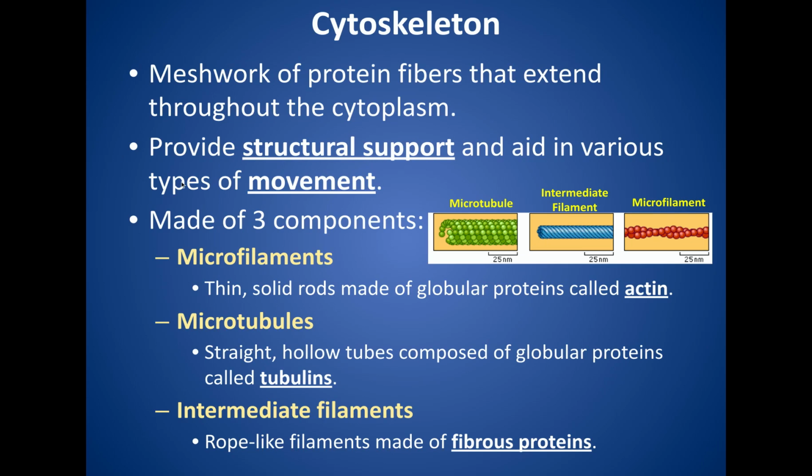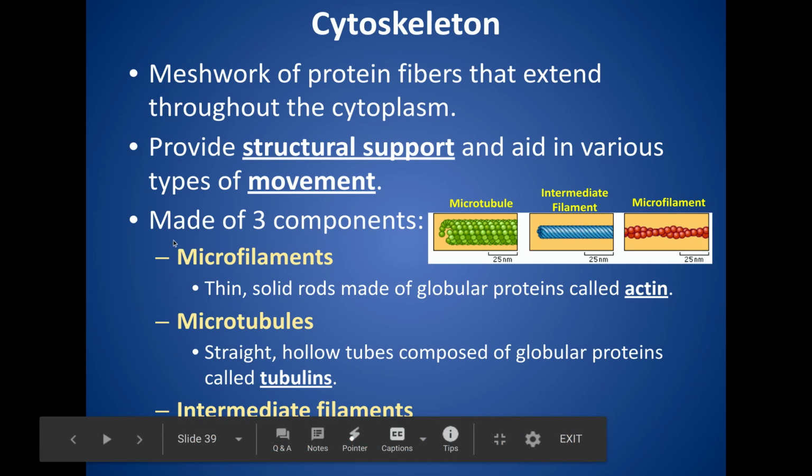There's 3 types of cytoskeleton components. This one's called microtubules. So micro means small, tubule means tube, small tubes. This is called an intermediate filament, and this is called a microfilament. Micro means small, and filament means strand. And so a combination of these 3 make up the cytoskeleton.